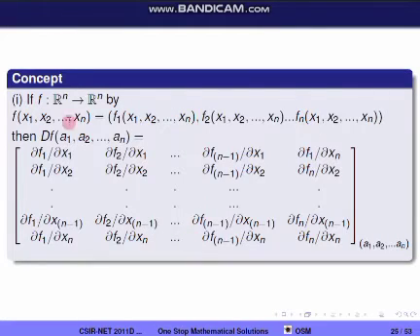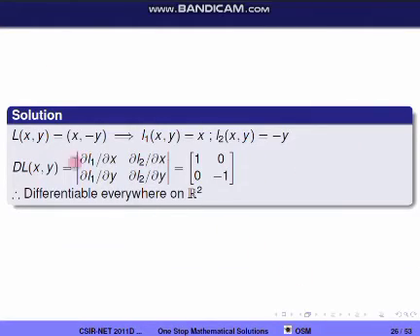So f from Rn to Rn is defined by f of x1, x2, etc. up to xn is equal to the n-tuple f1 of x1, x2, etc. up to xn, comma f2 of x1, x2, etc. up to xn, etc. up to fn of x1, x2, etc. up to xn. Then the derivative of f at the point a1, a2, etc. up to an is defined by this matrix at the point a1, a2, etc. up to an. So now we'll move on to the question.